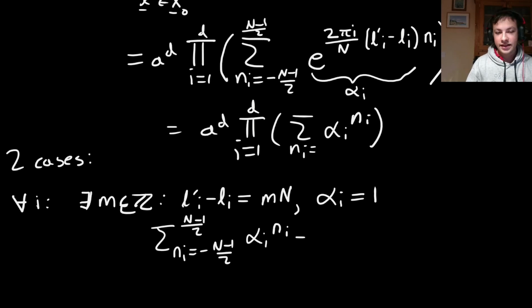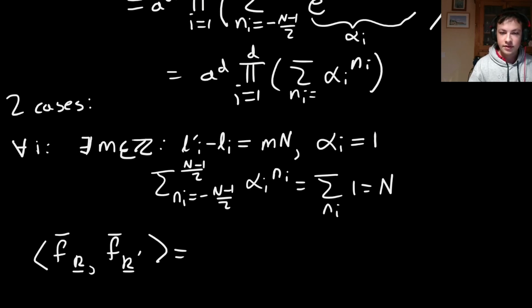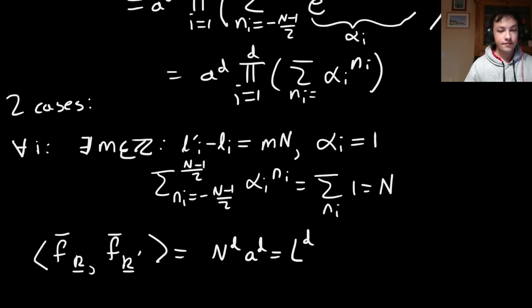Alpha i to the n_i is just the sum over the n_i's of 1, and so that's going to be n, and so we get the dot product of f bar k with f bar k primed is n to the d times a to the d, which is L to the power of d. Okay.